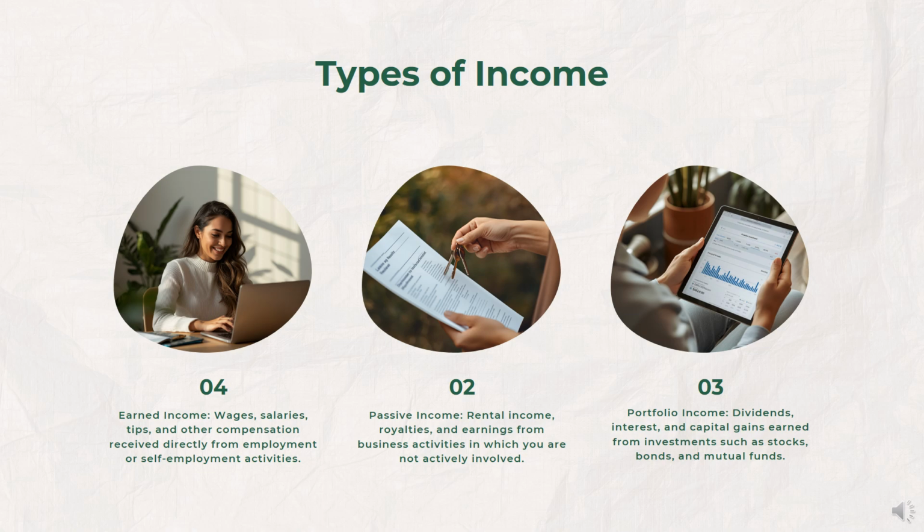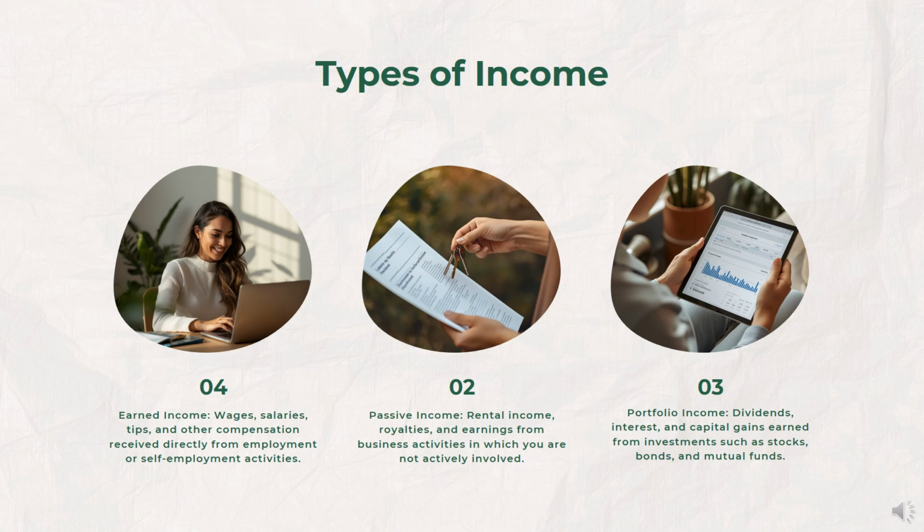Income is divided into three types. Earned income is the income received by actively working. For example, salary, wages, commission, bonus, professional fees. Example, a teacher receives 50,000 salary every month. This is earned income.